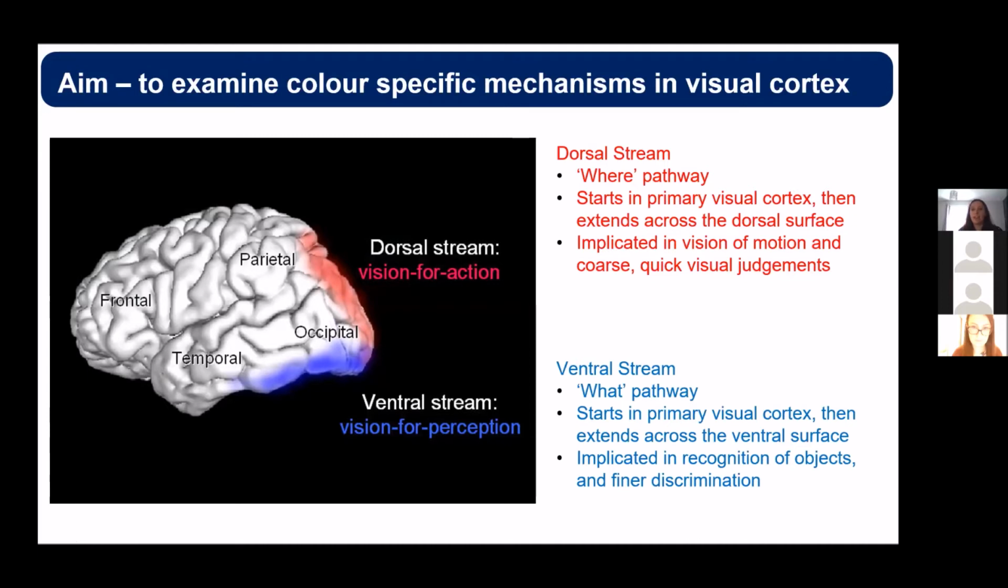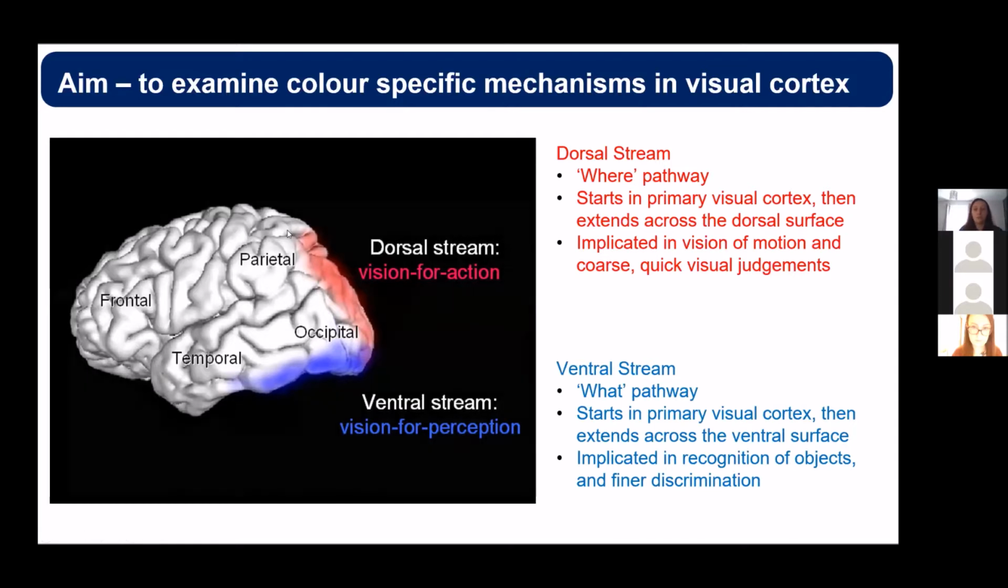We have here a picture of the brain, looking at it from side on. From the very back of the brain, we have what we call primary visual cortex, or V1, and there are two visual streams coming off it. The dorsal stream goes along the back towards the top of your brain, and the ventral stream goes towards the temporal cortex. The dorsal stream is often called the where pathway. It's implicated in vision for motion, like grasping and other quick visual judgments. The ventral stream, however, is often referred to as the what pathway, and it's implicated in recognition and fine discrimination.